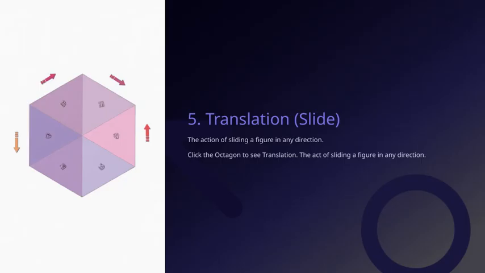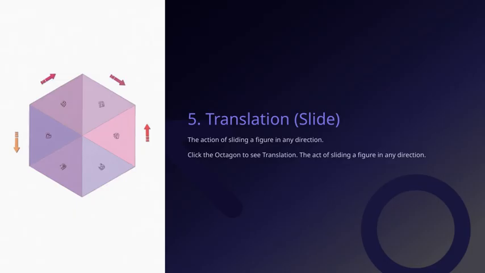Let's take a closer look at the concept of translation. As you can see, translation is essentially the action of sliding a figure in any direction. When we talk about this, it means moving a shape without changing its size, shape, or orientation, just shifting it from one place to another. If you want to see this in action, simply click the octagon on the slide, and you'll observe how the figure slides across the plane. The key idea here is that translation involves movement without distortion.